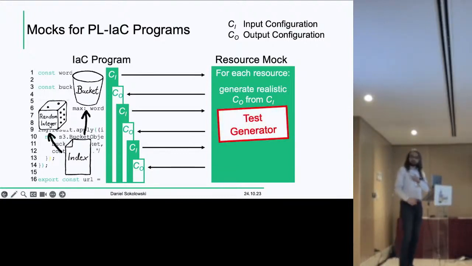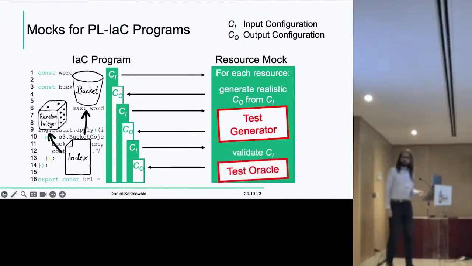The second thing that we most likely want to have is we also want to make sure that the input configurations we get are actually sensible. Do they make sense? So we want to have some validation logic. And in testing terms again, this also means that our mocks are test oracles. So it's actually quite involved. We have to mock, okay, that's one thing, but we have to implement good test generators in there and good test oracles.